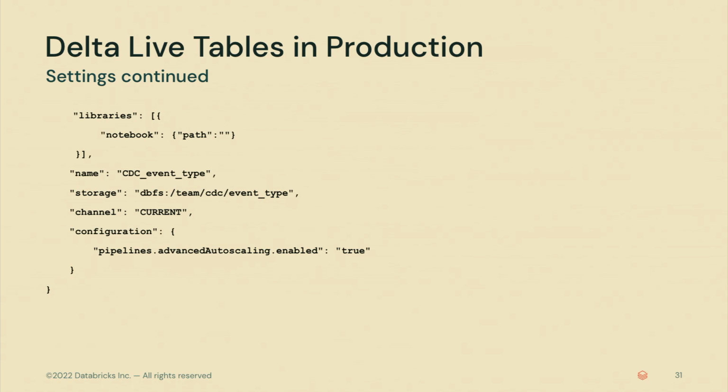Library is where your code lives, or your implementation, and you also want to give it a storage, which is where your event logs for your pipeline and all your Spark Structured Streaming checkpoint files are. And that's pretty much it for the implementation.